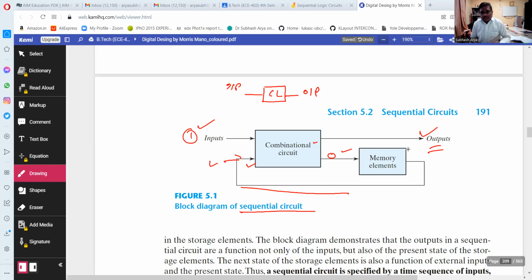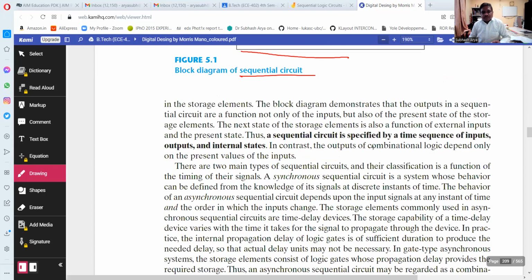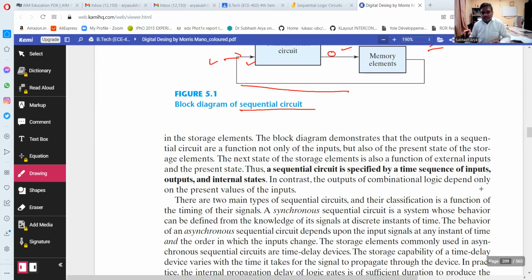Combination logic circuits we have already studied. Now we are moving towards the sequential logic circuit. In a sequential logic circuit, there is a memory element. What is this memory element? A flip-flop is a memory element. So here the definition is also written.